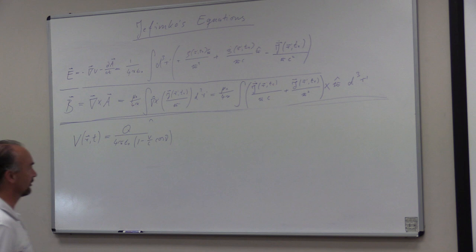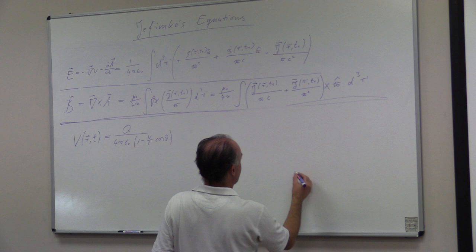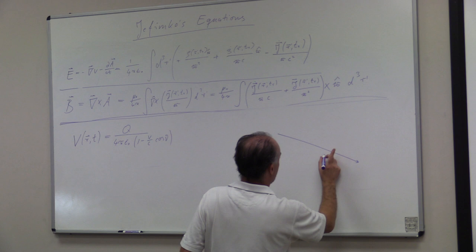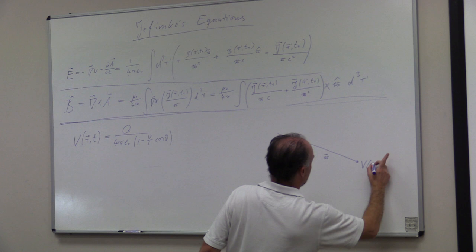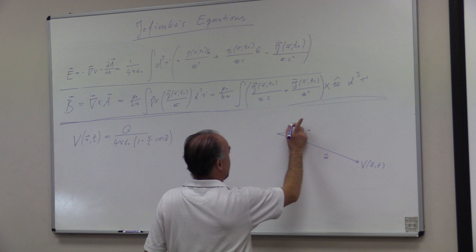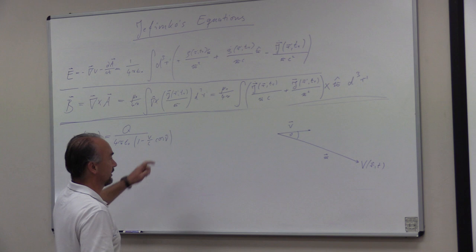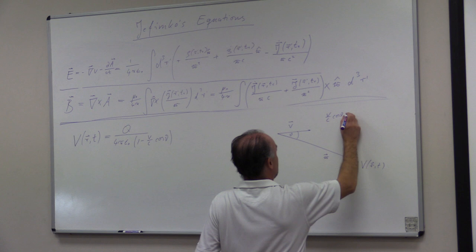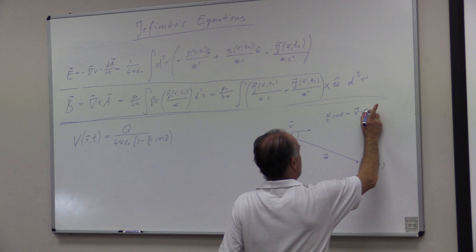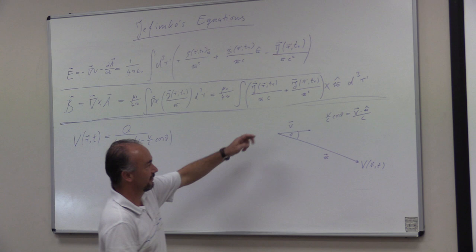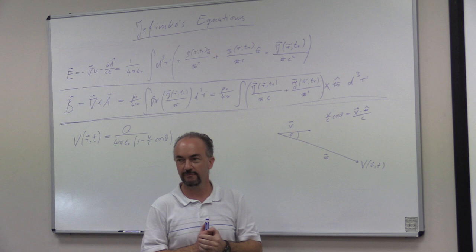And if we now look at the geometrical situation here, so we have our vector r towards where we measure the potential. We have the velocity vector v here. This is our angle theta. Then v over c cosine theta is what? V dot unit vector over c, right? That's the definition of the dot product. V dot r gives you v r cosine theta, or if we do that with a unit vector, yes, V dot r unit vector over c.